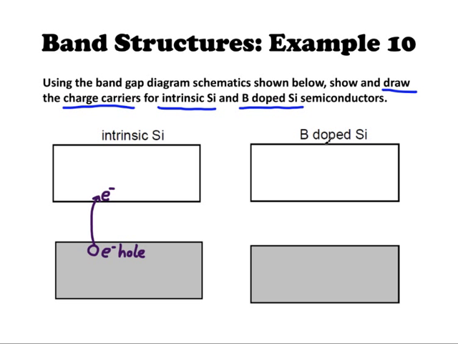For boron-doped silicon, boron is group 3 of the periodic table, and silicon is group 4. So this is a p-type semiconductor. So we have the energy level of the p-type impurities here, and the electrons are going to jump into this energy level from the valence band, leaving behind electron holes. So these are the charge carriers for the p-type semiconductor, which is boron-doped silicon in this case.